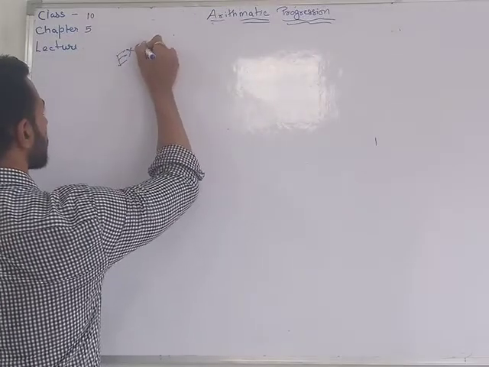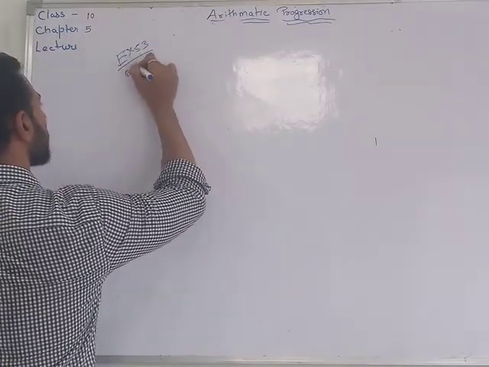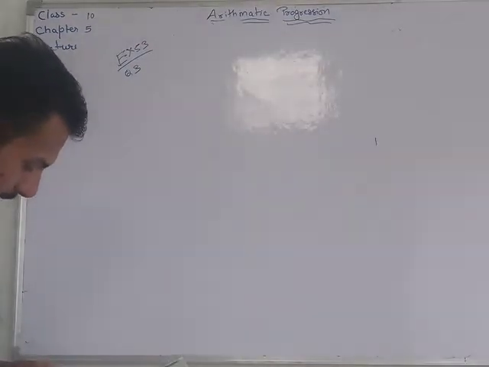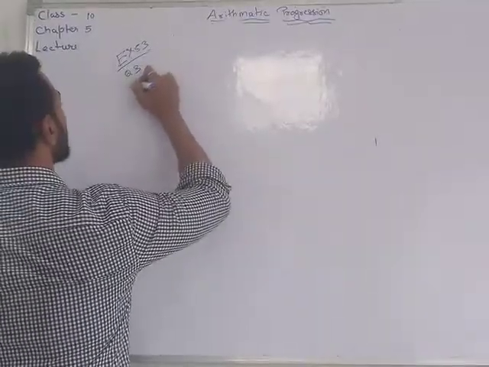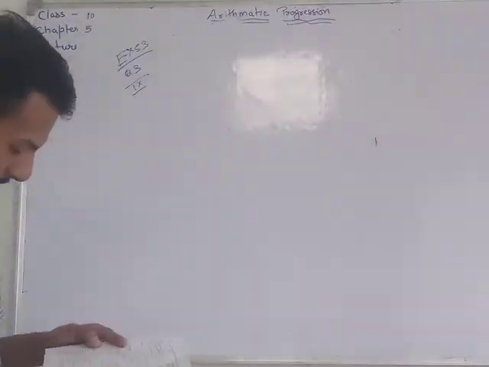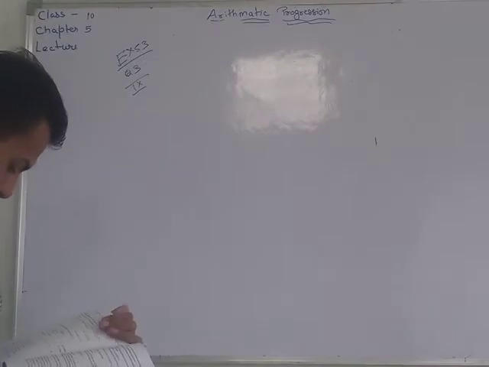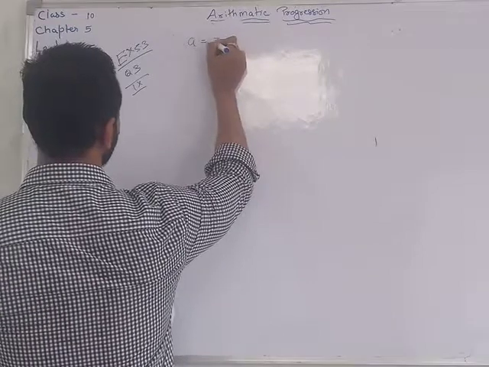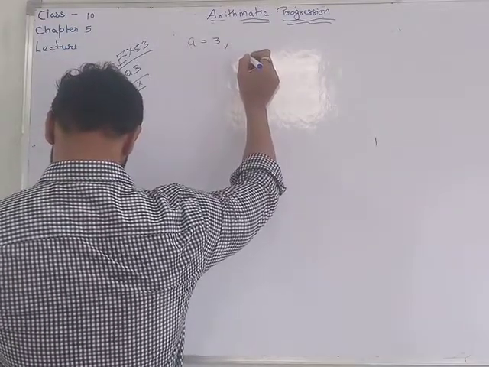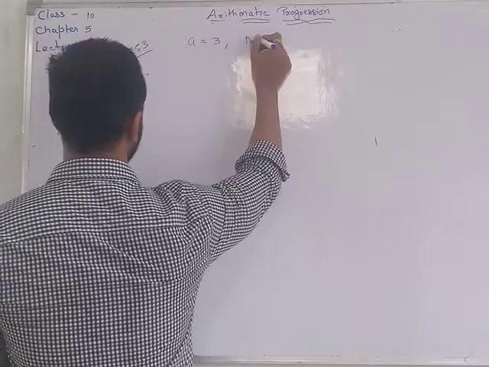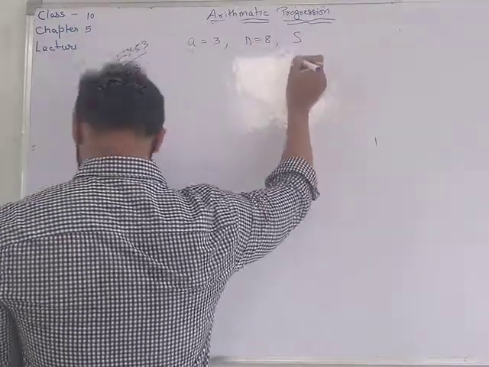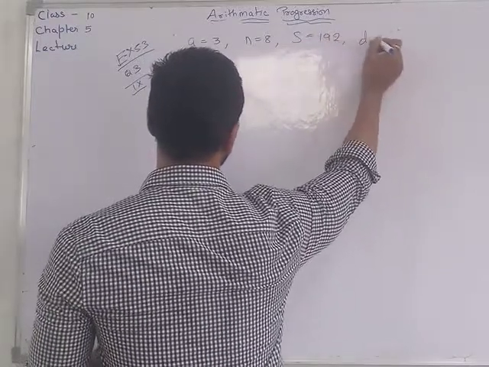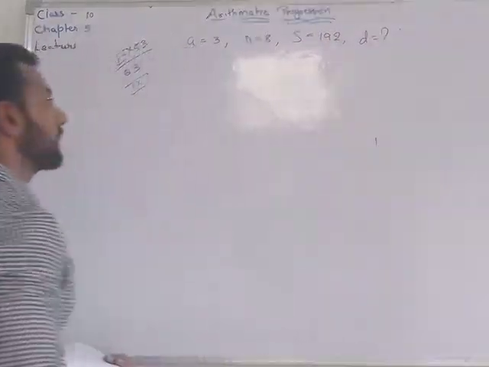Exercise 5.3, question number 3, ninth part. Given that a is equal to 3, n is equal to 8, S is equal to 192, and we have to identify D, the common difference.